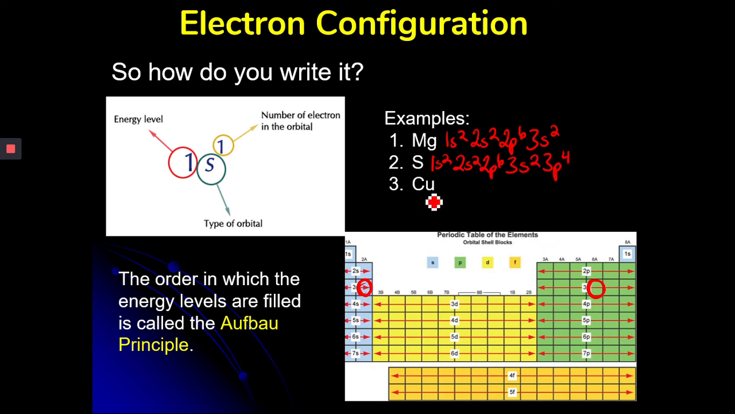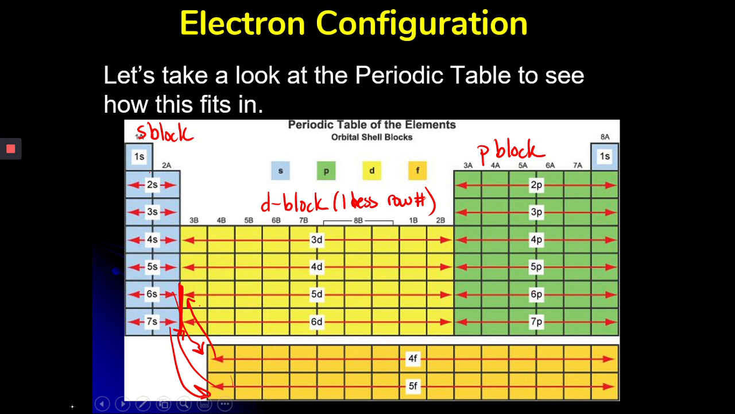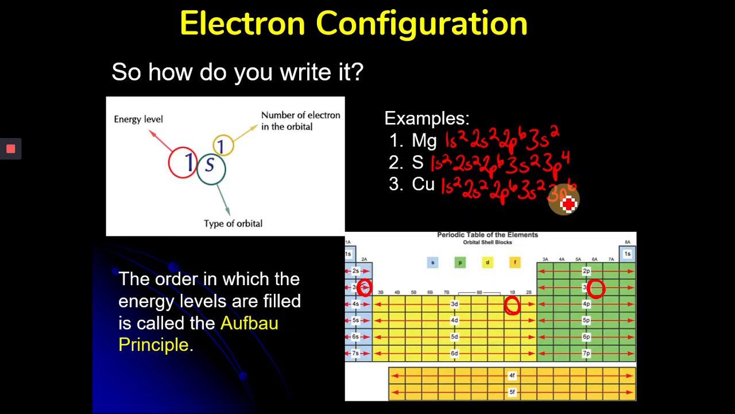Copper, which is number 29 on the periodic table, is right here. So we would say 1s2, 2s2, 2p6, 3s2, 3p6. Sorry. That puts us right here at argon, and then we would say 4s2. Remember, the D block is one less than the row, so this is 3d, and we would count our way across, and we would have 3d9.